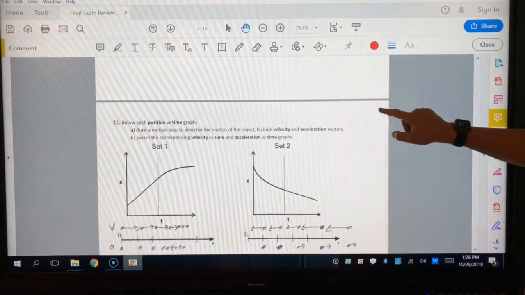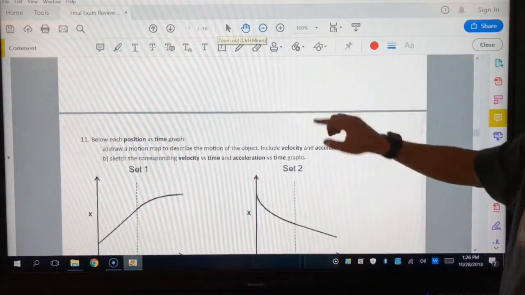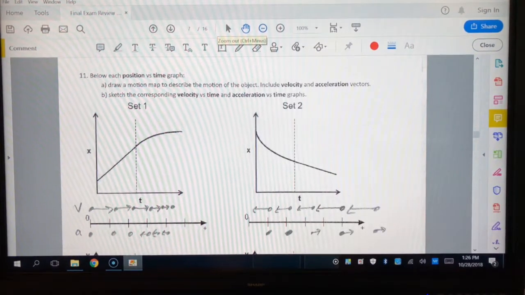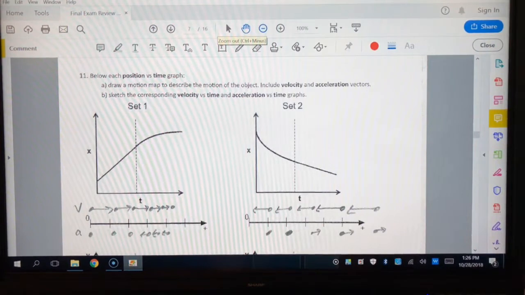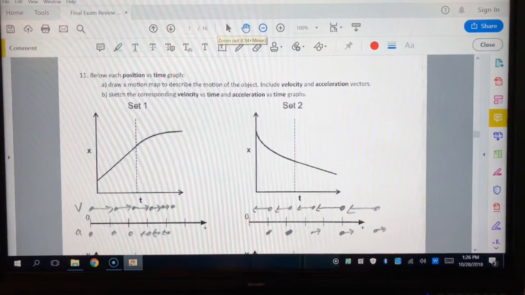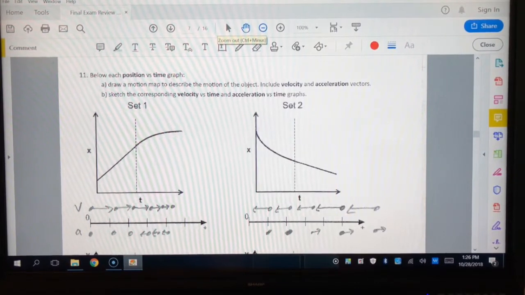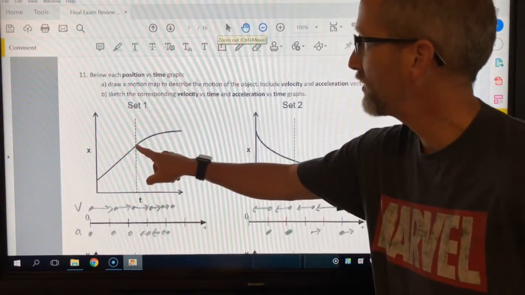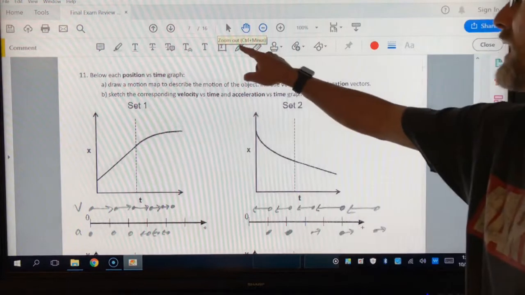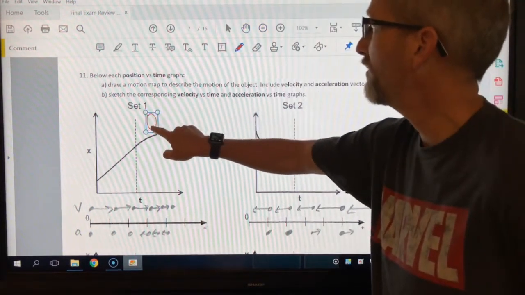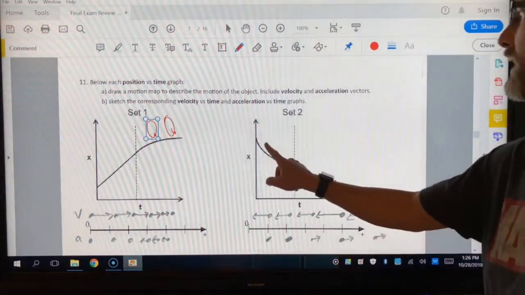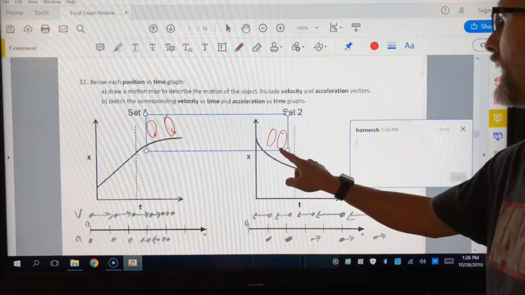For number 11, so we'll back this guy back down, we have two position versus time graphs. These are accelerating, and so they want us to go through and draw the velocity and acceleration vectors for the motion map. On this one, notice that it's got a constant velocity, and then the velocity decreases. So we have a sad face here. I would always draw my faces before I do anything else. So here I've got a sad face. Over here, I've got my happy face, and that's a good thing.